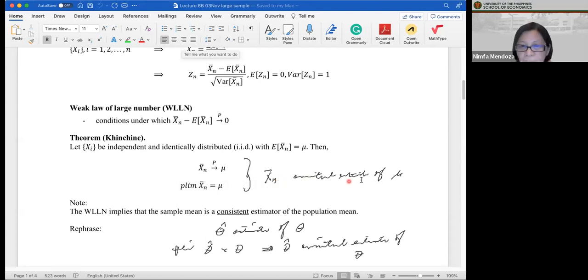When we're talking of consistency, we're doing it in the context of large sample theory. That is, as the sample size n becomes sufficiently large.